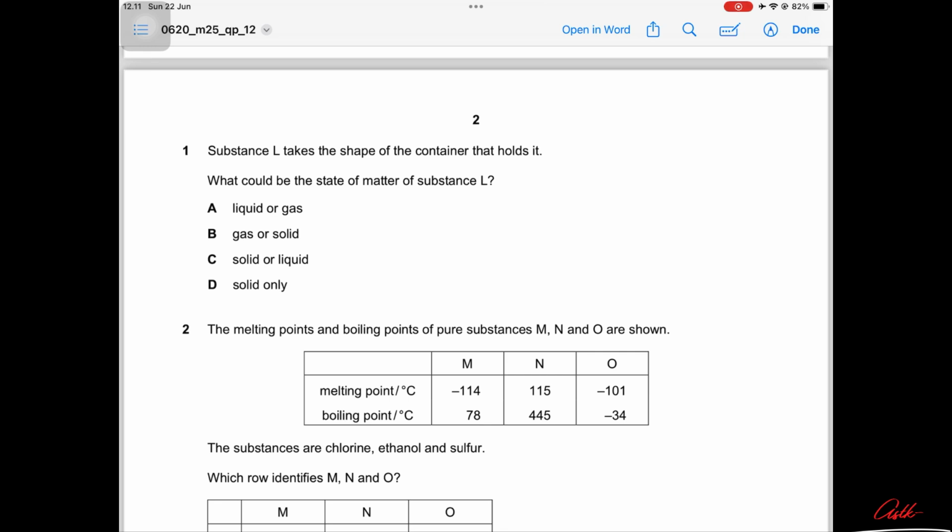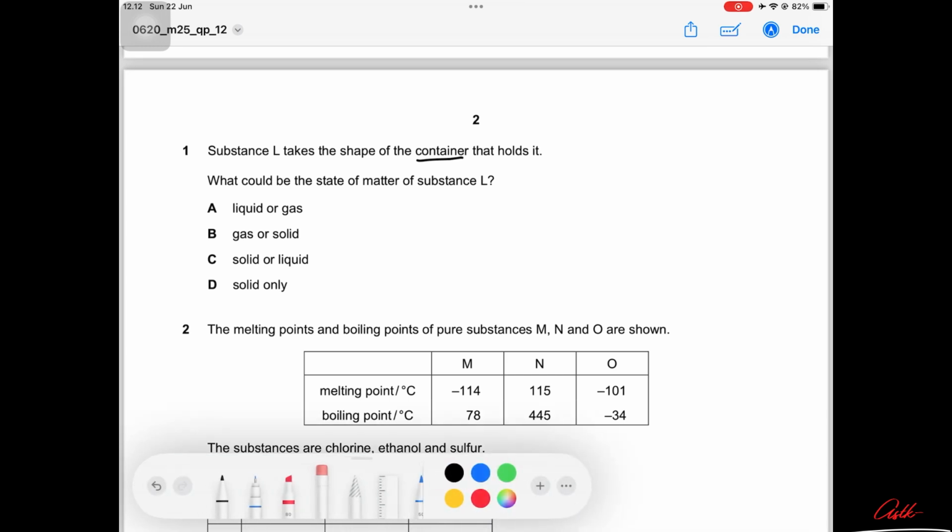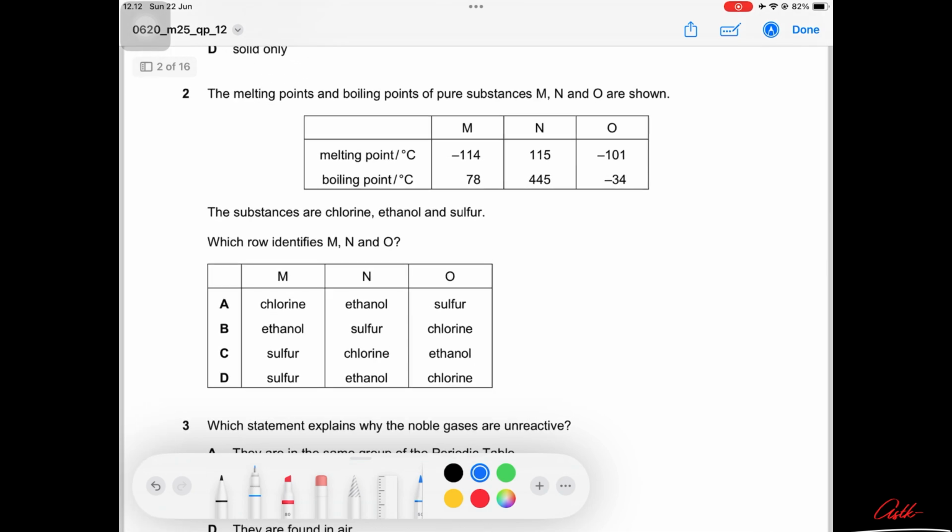Number 1. Substance L takes the shape of the container that holds it. What could be the state of matter of substance L? Okay, the first clue that you can highlight here is that it follows the container shape. So you only have two options among the three states of matter, which are liquid or gas.